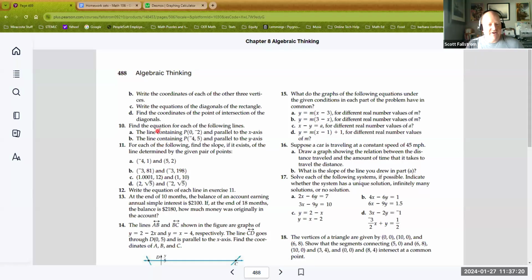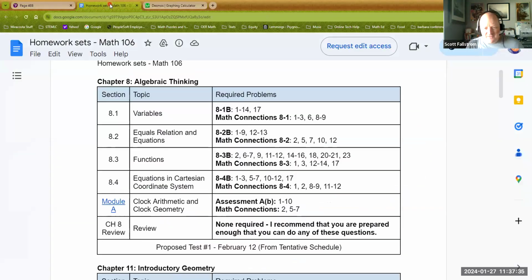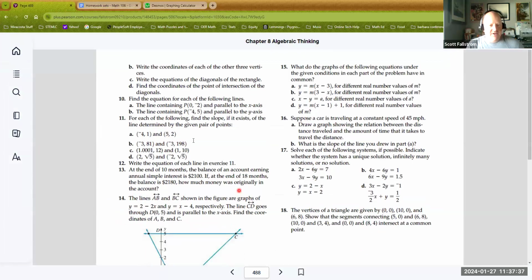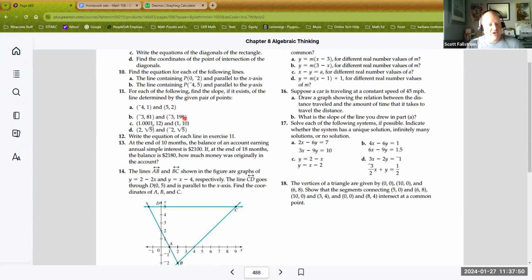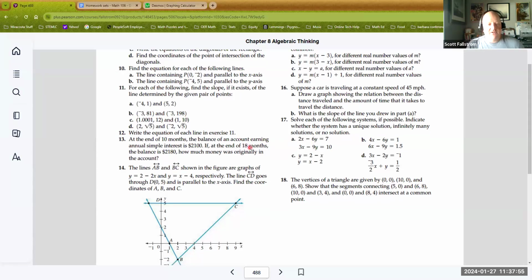All right, let's see here. Find the line containing this point, but parallel to the x-axis. Remember, what is the slope of a line that's parallel to the x-axis, right? What would that slope be? Because then you have a point and the slope, and you can use the equation. I think I said 10 through 12. Okay, for each of the following, find the slope. This is just find the slope. You could use Scott's super fast technique, the Fallstrom freaking fast method if you want, or you can use the formula. It doesn't matter to me. Once you have the slope, realize you're going to need it for question 12 when you write the equation of the line.